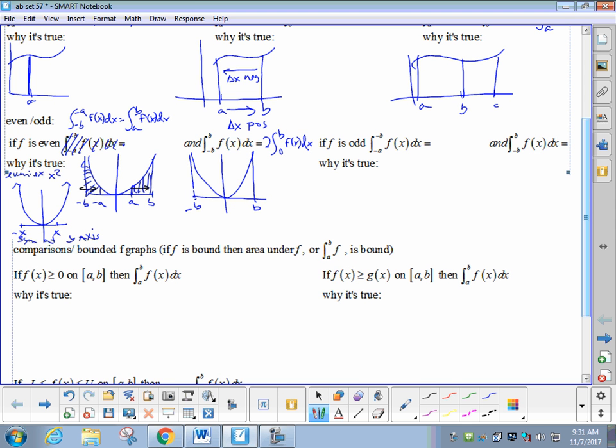X to the third, or even x to the first. Let's go with x cubed. The idea on odd is that when you put in a negative x, you get out the opposite y. Negative x yields negative f of x, or the same number but just the opposite sign. Okay? So the symmetry is about the origin.